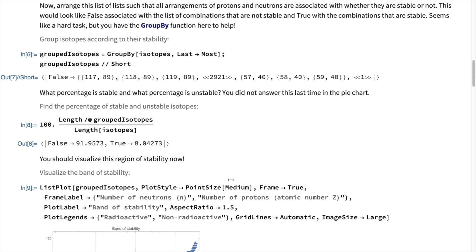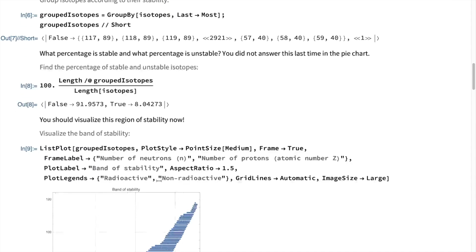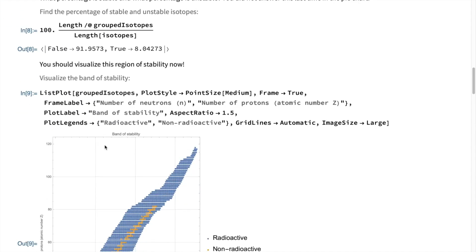Before we proceed though, what percentage is stable and what percentage is unstable? We didn't answer this question yet. Mapping the length function onto our data above and dividing by the length of our whole expression gives us that more than 90% of isotopes are not stable. Let's move on to visualizing this region of stability now.